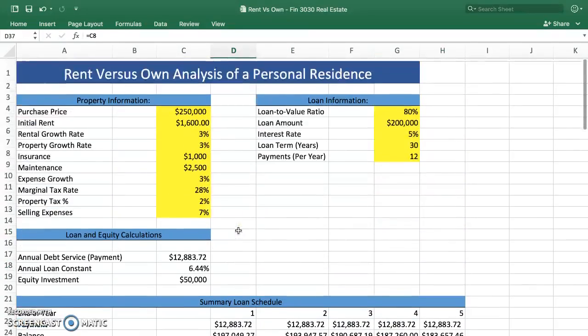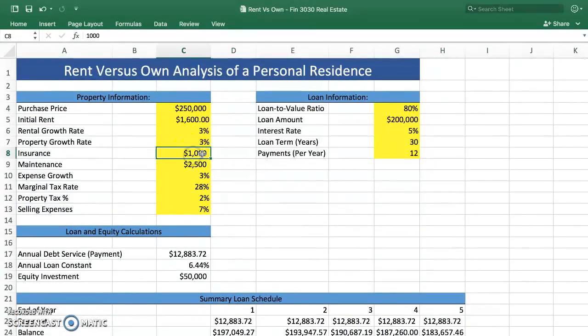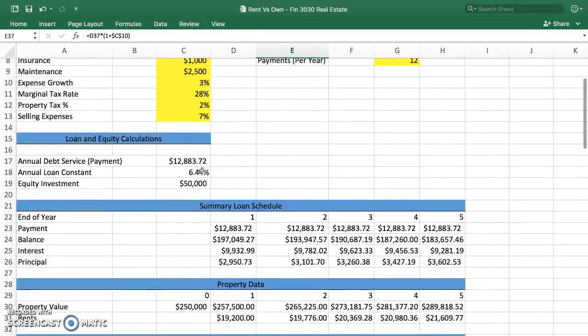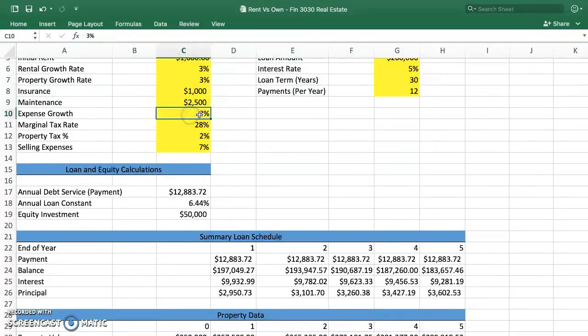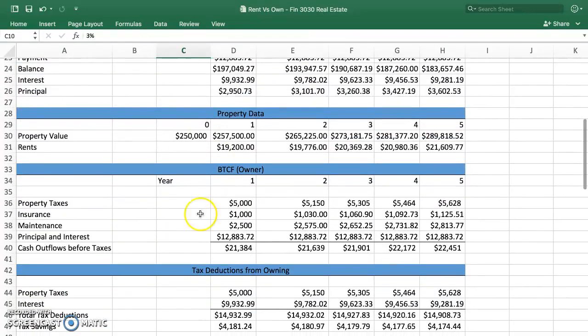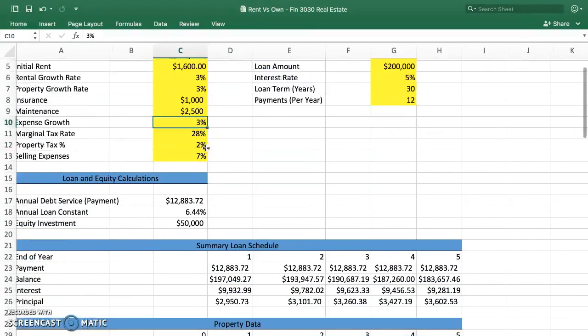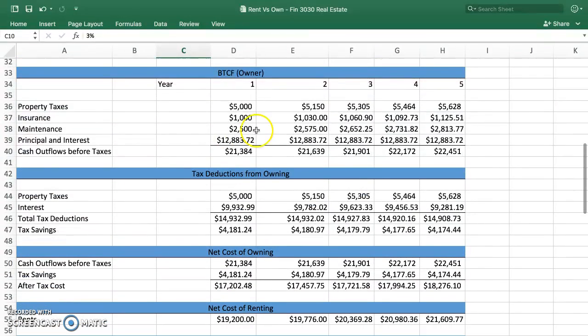Same for this, except we want to use the insurance of $1,000 and multiply that by the expenses growth rate, which is 3% in this scenario. Pretty much the exact same thing for maintenance, except we want to use the original value of $2,500 given to us, and then each year following the original, we want to add that 3% expense growth rate. All right, so that'll give us all of these numbers.